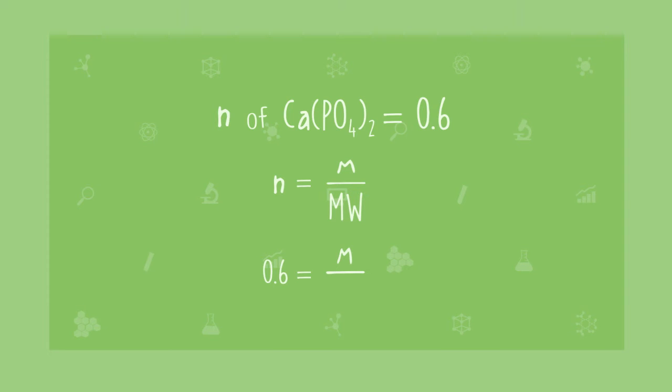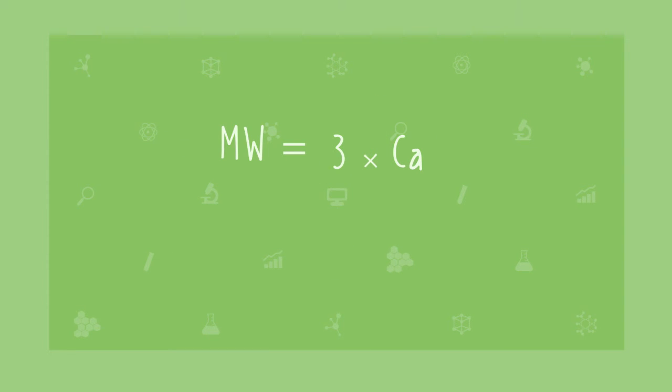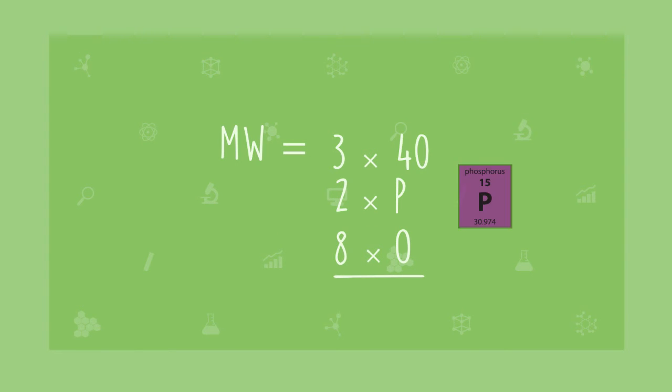And the molecular weight isn't usually given to you, so grab your periodic table and your calculator and let's figure it out. In calcium phosphate, there are 3 calciums, 2 phosphoruses, and 8 oxygens. That gives us 3 times 40 plus 2 times 31 plus 8 times 16. Put it all in your calculator and it comes out as 310.